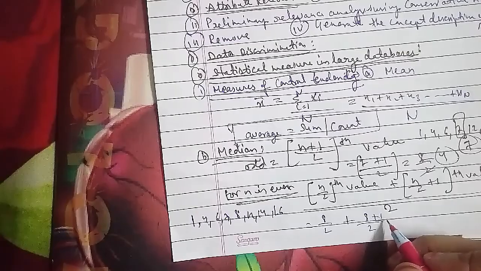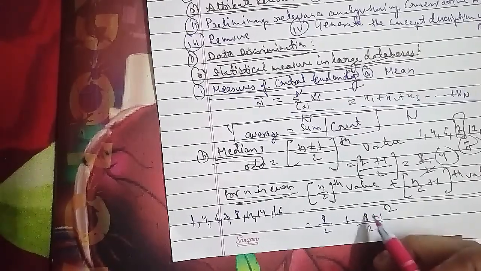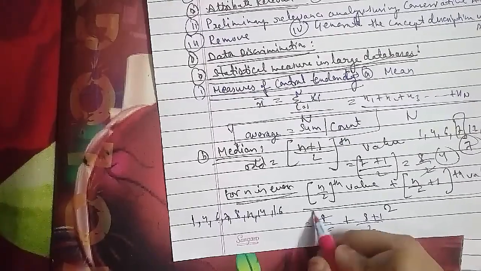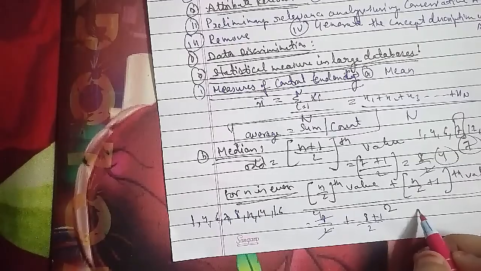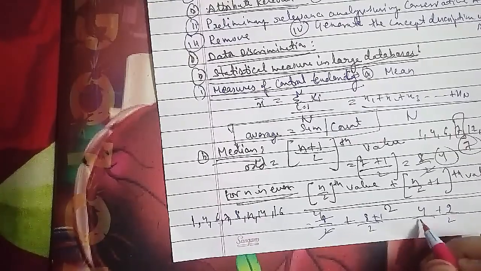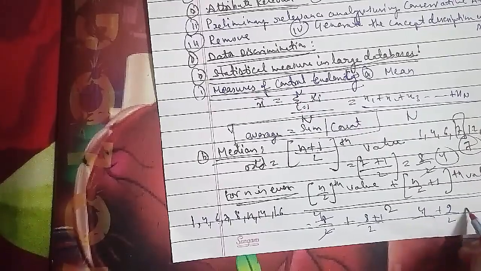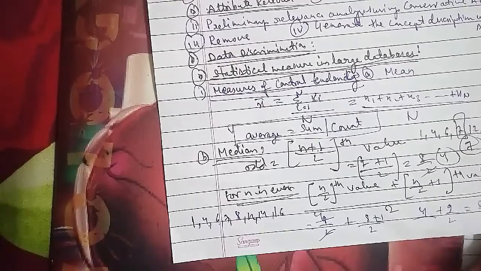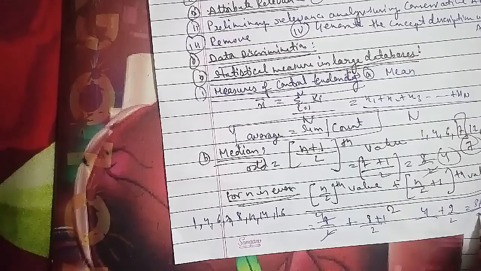Let's take an LCM. 4 2s are 8, so that is 8, and that is plus 9 upon 2 here. Then we solve it: 8 plus 9 is 17 by 2. And 17 by 2 is 8.5, and that will be the right answer.